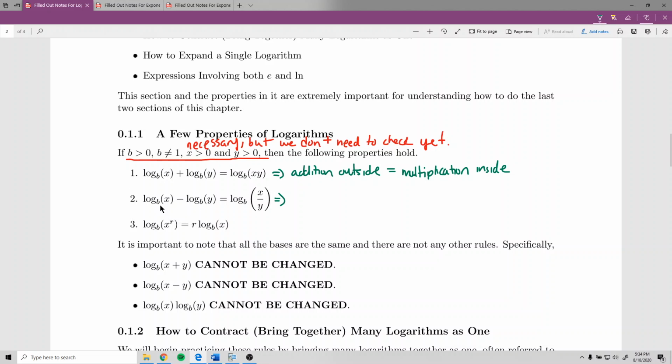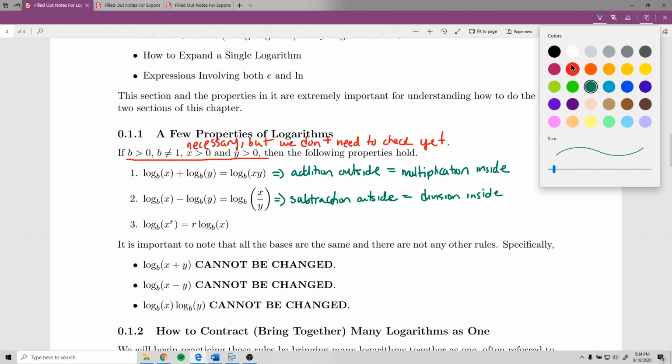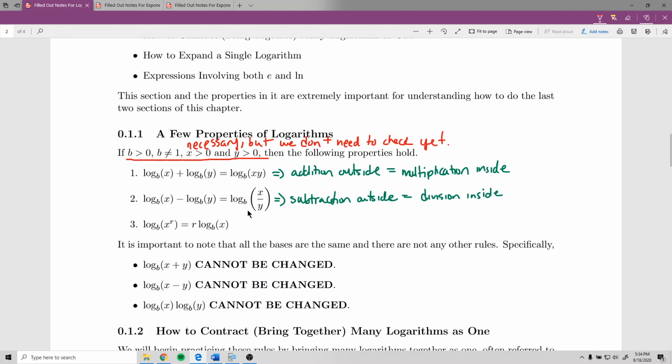Similarly, for rule 2, subtraction outside becomes division inside. Now, when we do subtraction and division, the order matters. So just notice here that the thing in front of the minus sign is on top. The thing behind the minus sign is on the bottom.